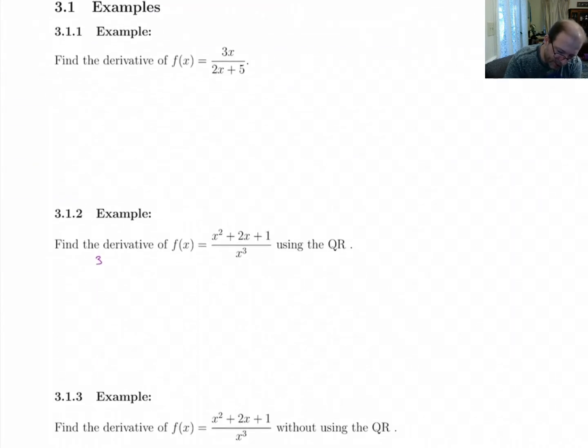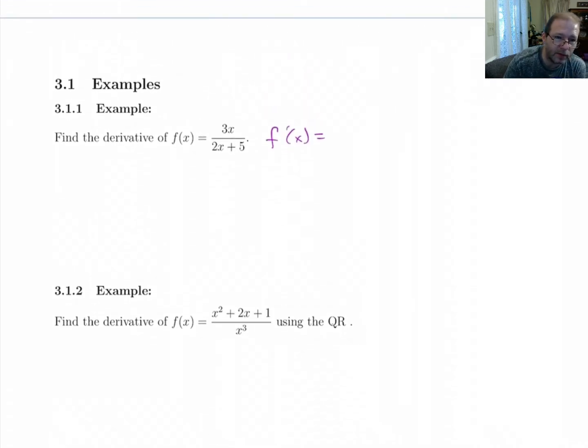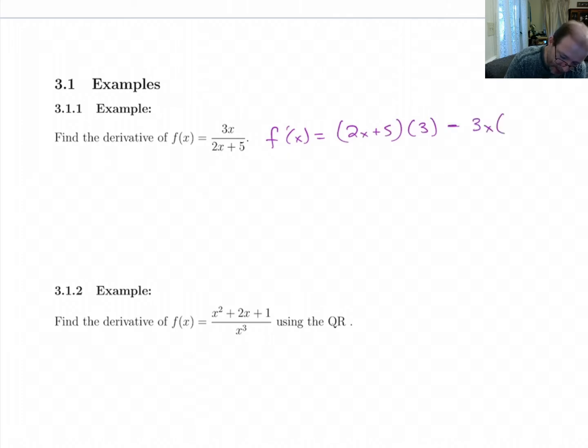Let's see. First up, find the derivative of this. Oh, I've got a straight 3 here. Let me get rid of that. Find the derivative of this. Okay, f prime of x is going to be low d high, so derivative of 3x is 3, minus high d low, derivative of that denominator is 2, over low squared.